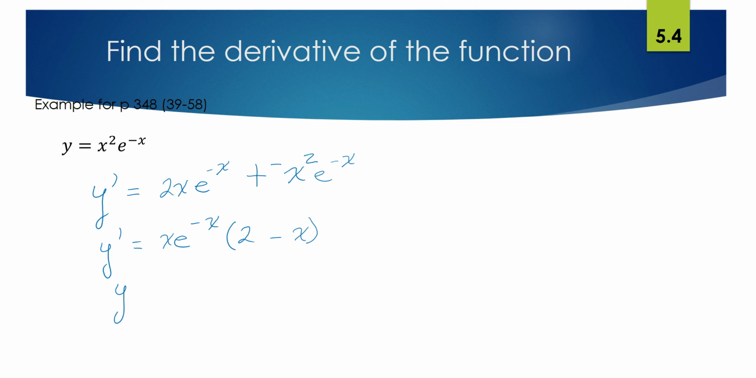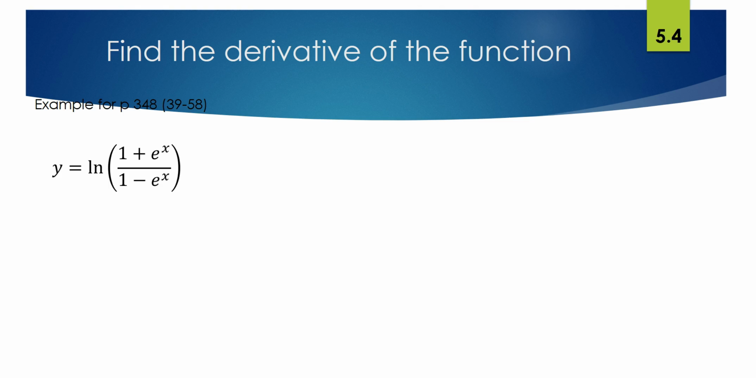And so we don't want negative exponents in our answer. I have x times 2 minus x all over e to the x. Don't you love this section? Okay, let's make it a little more fun.